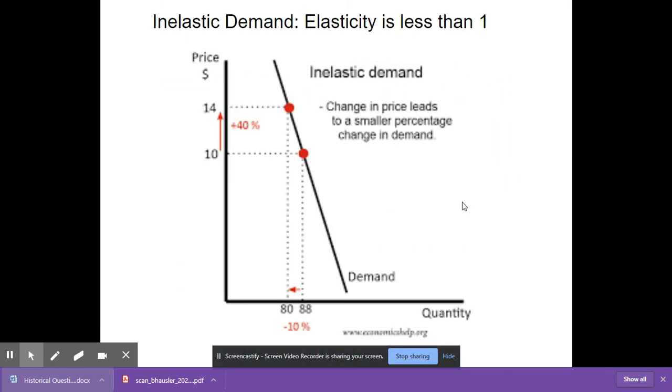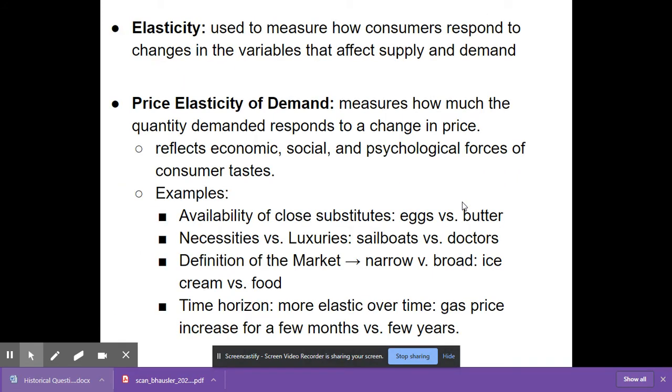Other thing I really wanted to talk about today was elasticity, which I will give you guys the equation in class. So we use elasticity to measure how consumers respond to changes in the variables that affect supply and demand. So it basically allows us to understand the percentage change. So it's not a slope because elasticity can be different from point A to point B to point C to point D, especially if it's a curve and it's not linear.